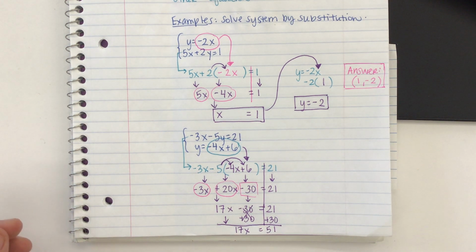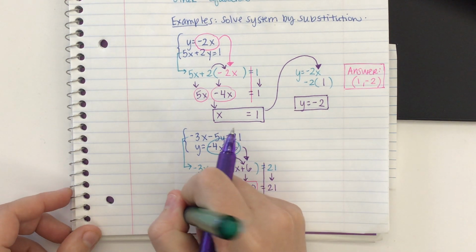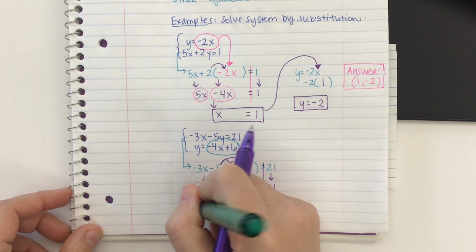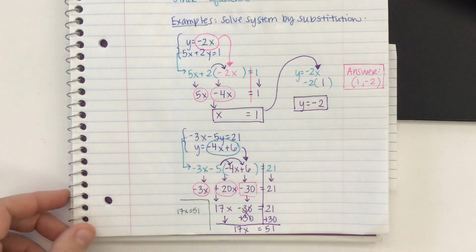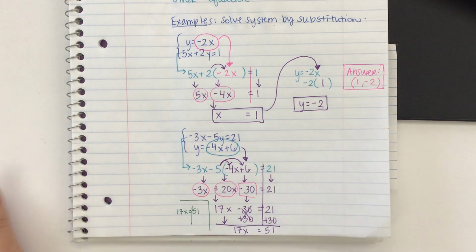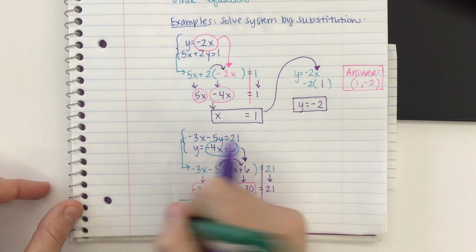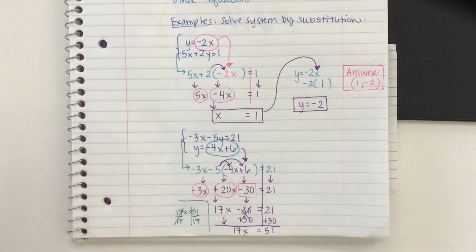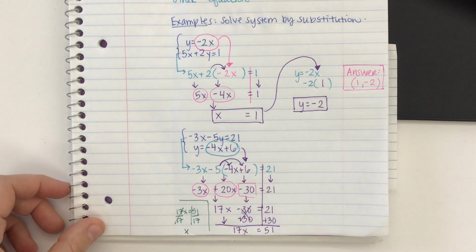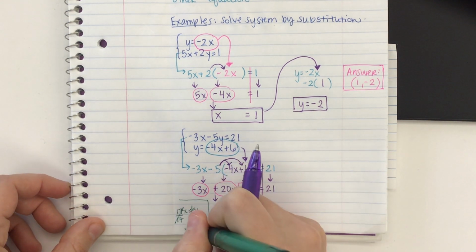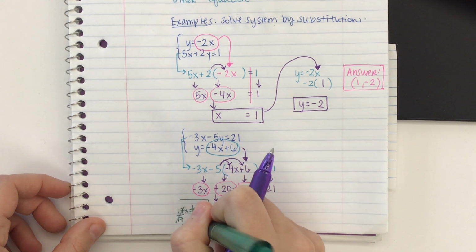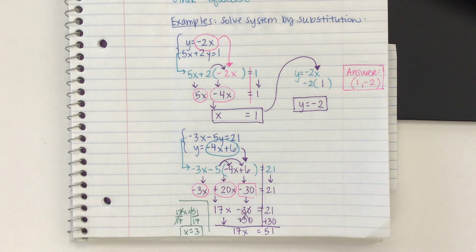And I'm going to go ahead and do the rest of this over here on this side. 17x equals 51, okay? And then my last step in this case is to divide by the number in front of x, so I divide by 17, but whatever I do to one side, I must do the same thing to the other. And I get x is equal to 51 divided by 17, which is 3. Okay, so x equals 3.